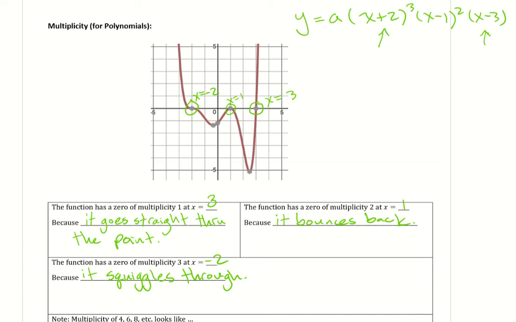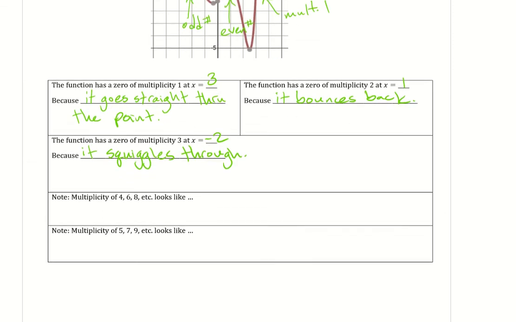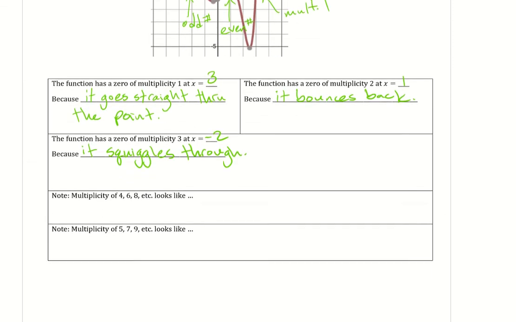So if we hadn't known the equation at the beginning, we would have been able to make that equation just by looking at this graph, because we know, okay, this squiggles through, it's an odd number. This one bounces back, so it's an even number. And this one goes straight through, so it's just multiplicity 1. I guess there wasn't really a way to know if this was squared or to the 4th or to the 6th, but it is true that multiplicity 4, 6, 8, etc. all look like a multiplicity 2, and multiplicity 5, 7, 9, etc. all look like a multiplicity of 3.